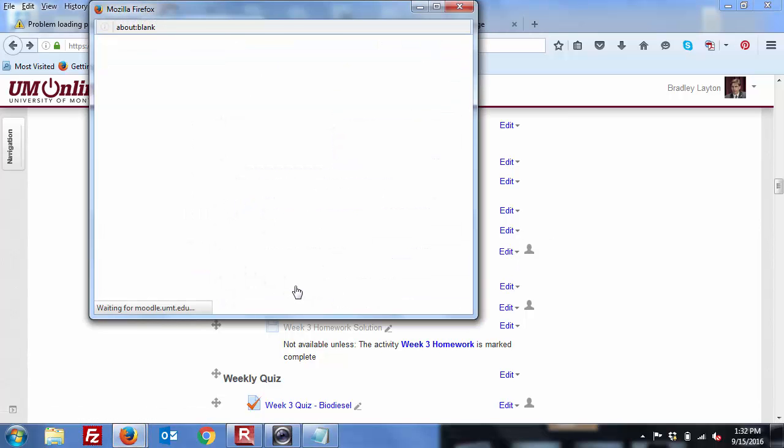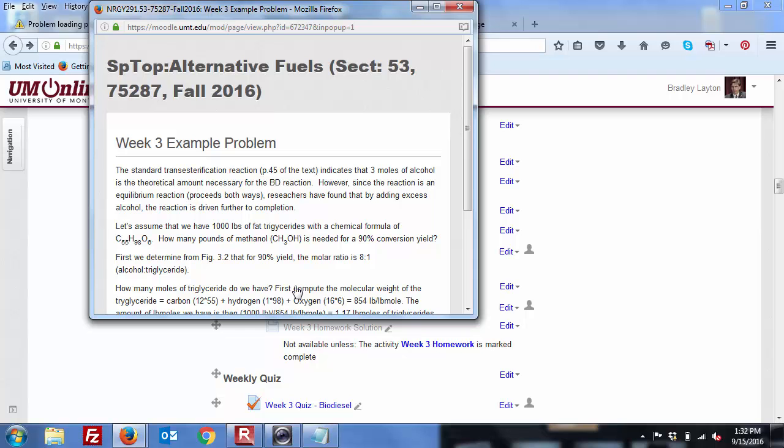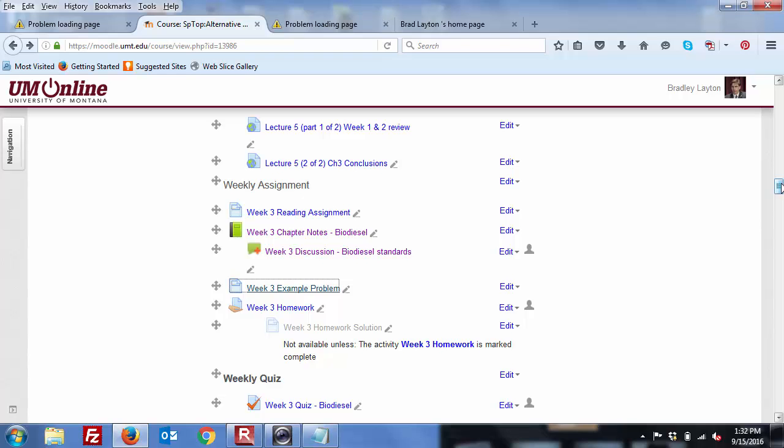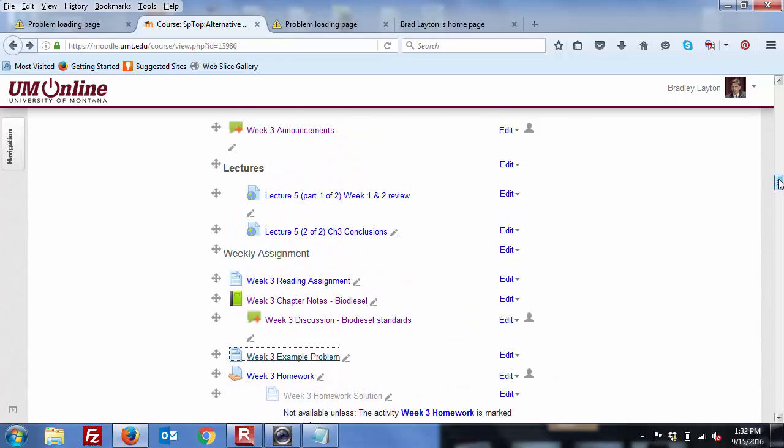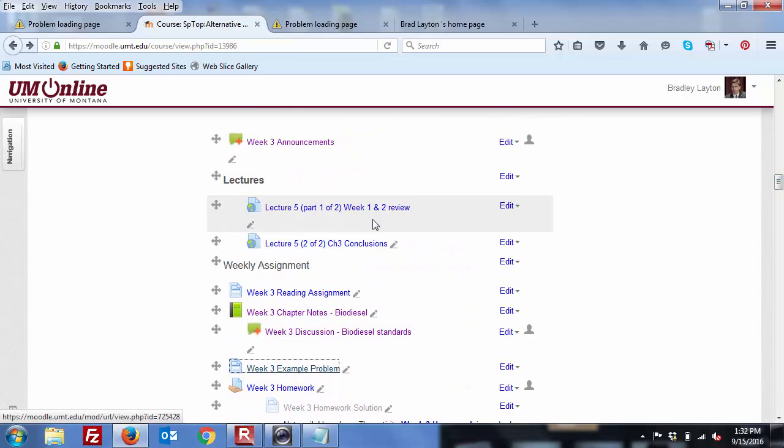On Tuesday, I went through the stoichiometry of this problem. So I worked through this problem. This is now posted on the website. It is sitting in one of these two. I did it in one of these two lectures. They're both about 20 minutes long, so have a look at that as well.